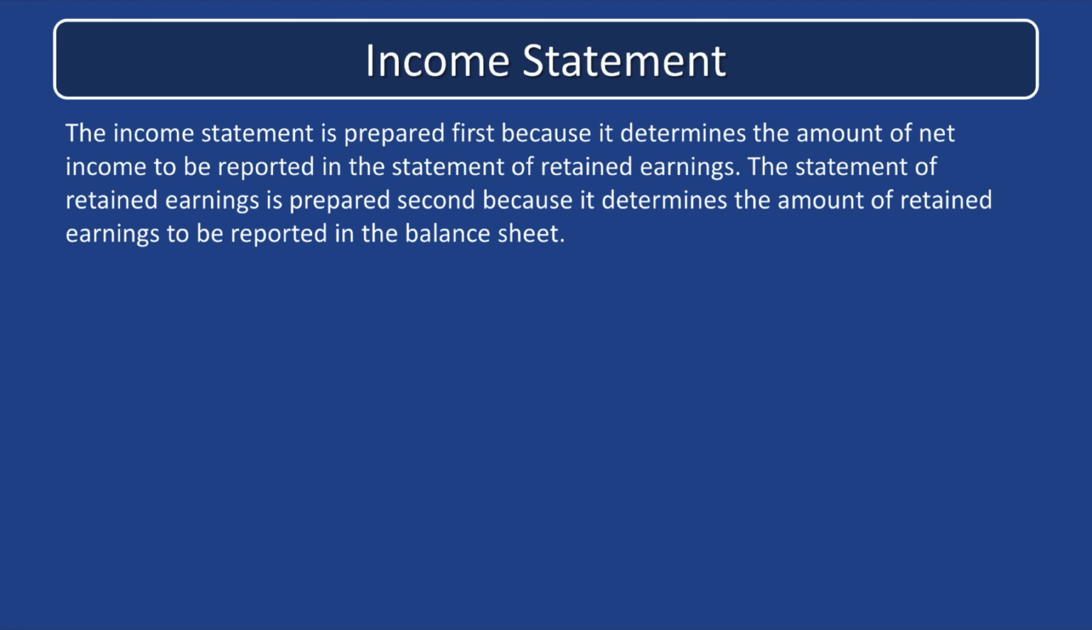The income statement is prepared first because it determines the amount of net income to be reported in the statement of retained earnings. The statement of retained earnings is prepared second because it determines the amount of retained earnings to be reported in the balance sheet.